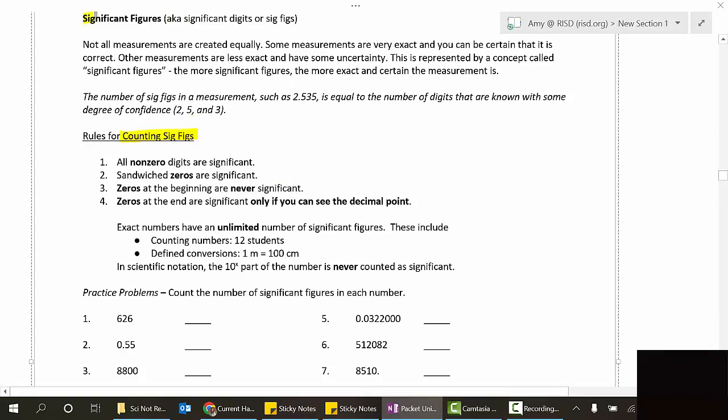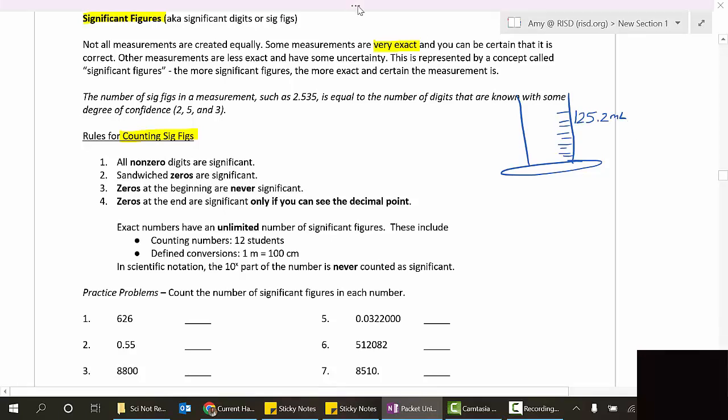All right, so significant figures is this concept that not all measurements are created equally. Some measurements are very exact. An example of that might be a volume measured with a graduated cylinder, because a graduated cylinder has a base and it's got all these little lines on it that help you measure a very exact reading. So you might measure that the water in here is like 125.2 milliliters, okay?